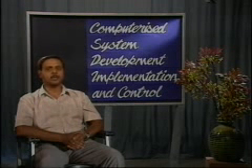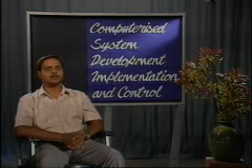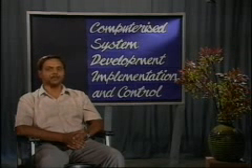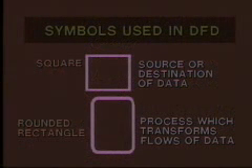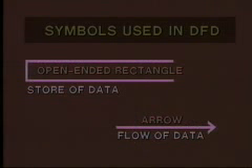Before we come to the details of this model, let us examine the symbols that are used for this purpose. A square is used for source or destination of data. A rounded rectangle is used for a process which transforms flows of data. An open-ended rectangle is used for storage of data. And an arrow is used for flow of data.